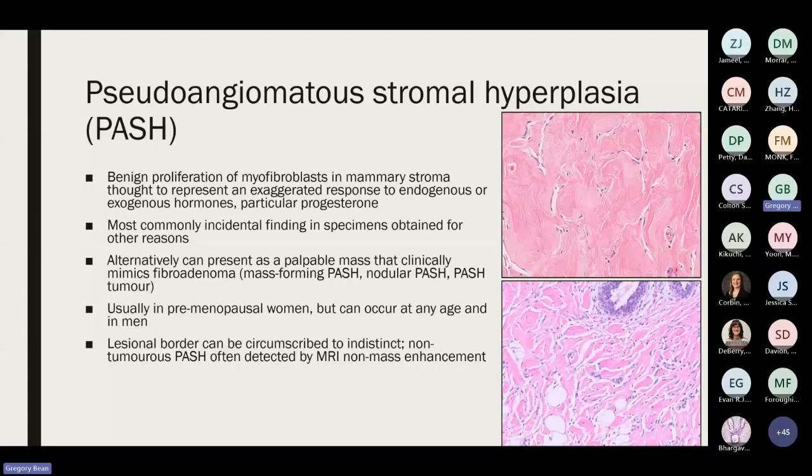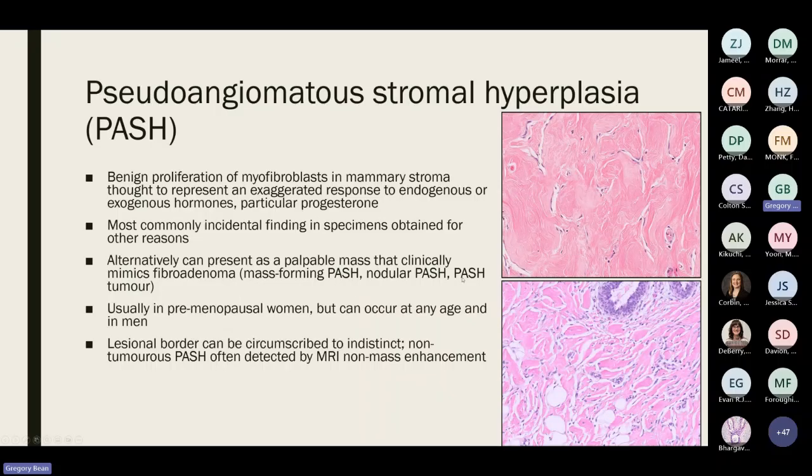You can see it in almost the majority of breast biopsies, but that's usually not the reason for the biopsy. It's usually an incidental finding in a specimen obtained for another reason. It's a benign proliferation of myofibroblasts in mammary stroma that's thought to represent an exaggerated response to hormones, particularly progesterone. It could be incidental, like I said, that's usually the case, but alternatively, it can present as a palpable mass that can clinically and by imaging mimic a fibroepithelial lesion like fibroadenoma.